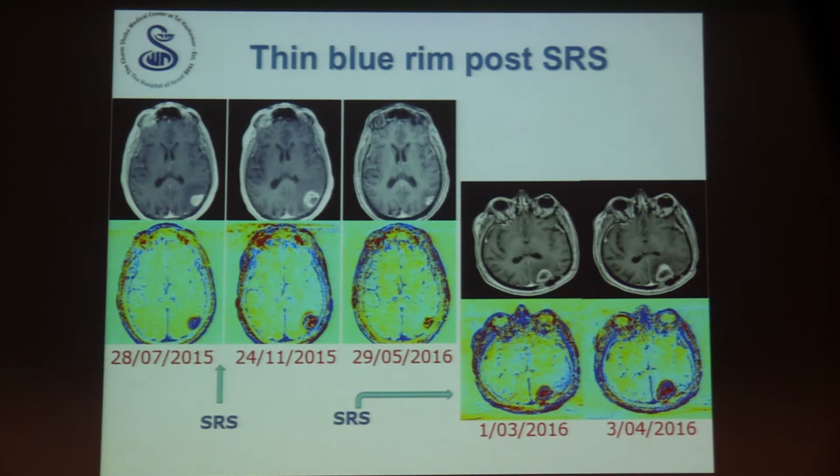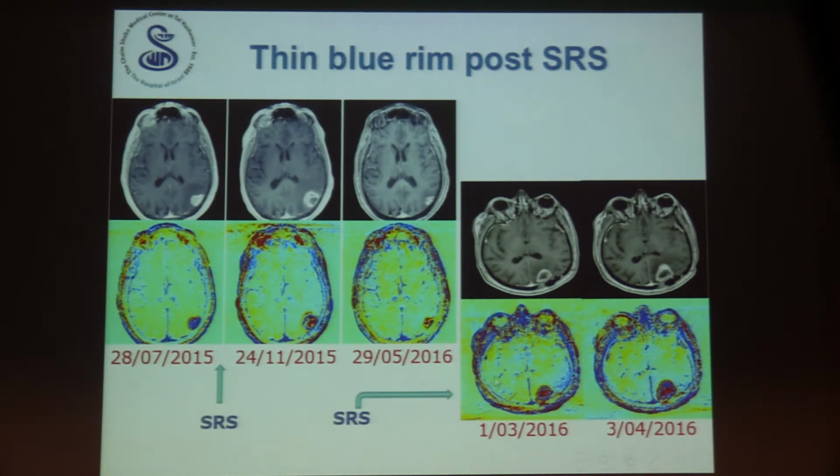We have definitely a problem with the ring enhancement after SRS. So we have patients coming to us with this picture of a thin blue rim surrounding a necrotic region, usually a few months after SRS. Now the question is, this thin blue rim, is it going to grow into a tumor or is it going to disappear? And the answer is that we don't know. In such cases, we always recommend to scan the patient again, maybe not wait 3 months like we usually do with these patients, do it after a few weeks and look at the trend.